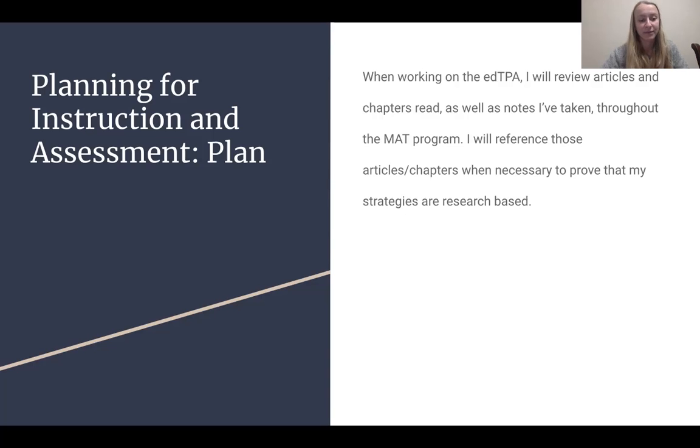That way these can all be references for me when I'm working on the EdTPA and also in my instruction in general. That way I can prove how the strategies I'm using are research-based. So when I'm working on the EdTPA specifically, I will reference those articles and chapters when necessary to prove that my strategies are research-based and not just providing strategies without any links to actual articles or chapters about that.